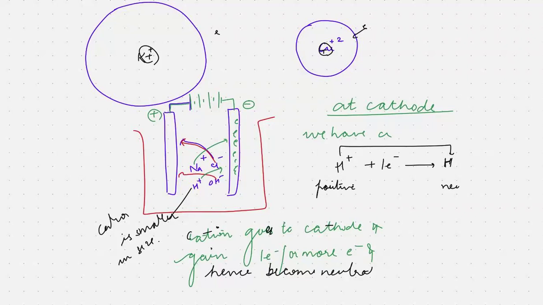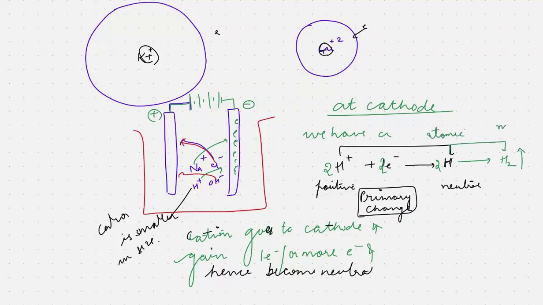This is called my primary change. Got the point? And from H, we're going to have two H plus, they will gain two electrons and form two H, and two H will thereby form H2, which is going to be neutral. Again, this is from atomic form to molecular form. This is called my secondary change. Any doubts? No, ma'am. Okay. So this is the primary change and this is the secondary change. Simple.